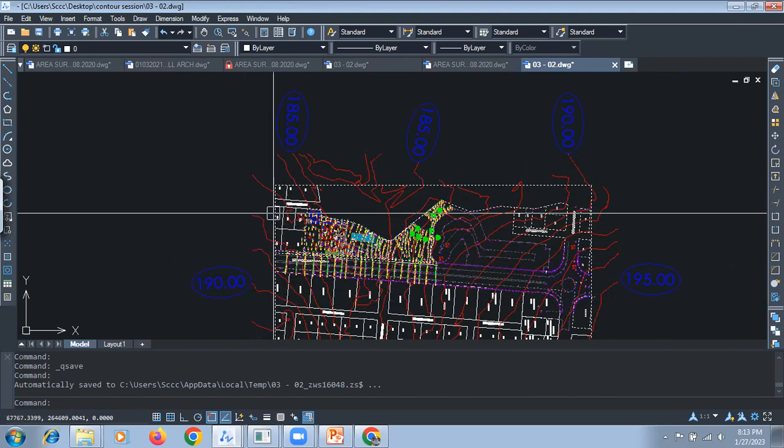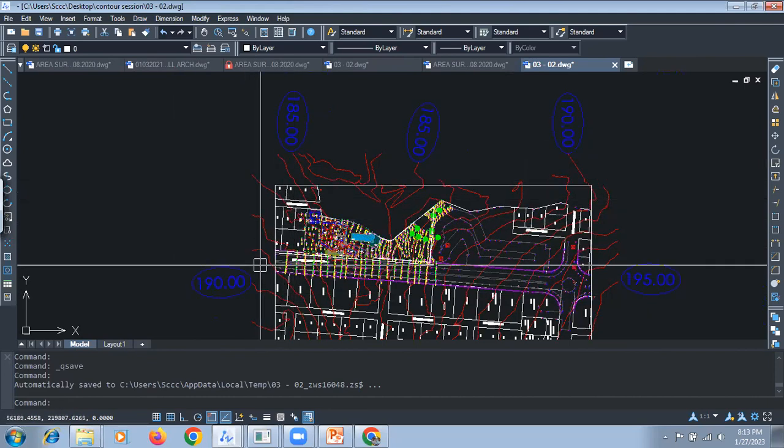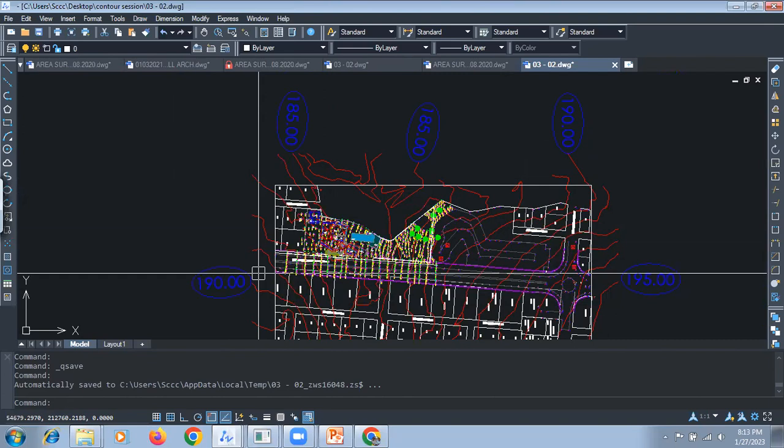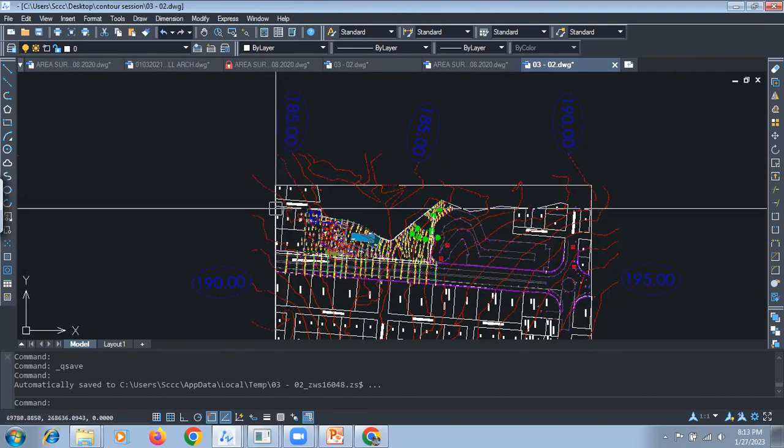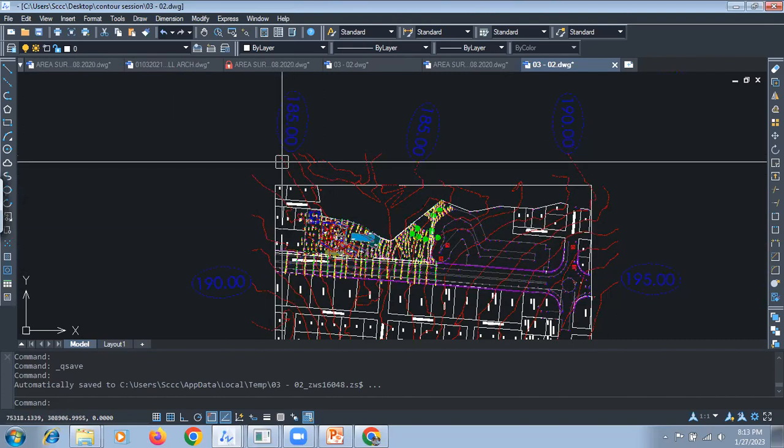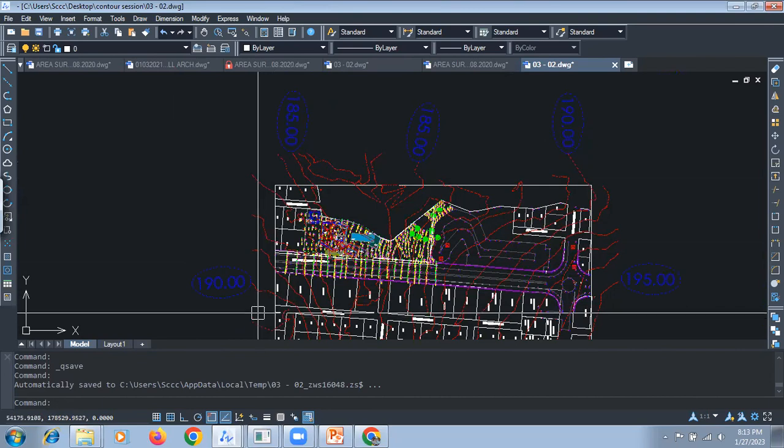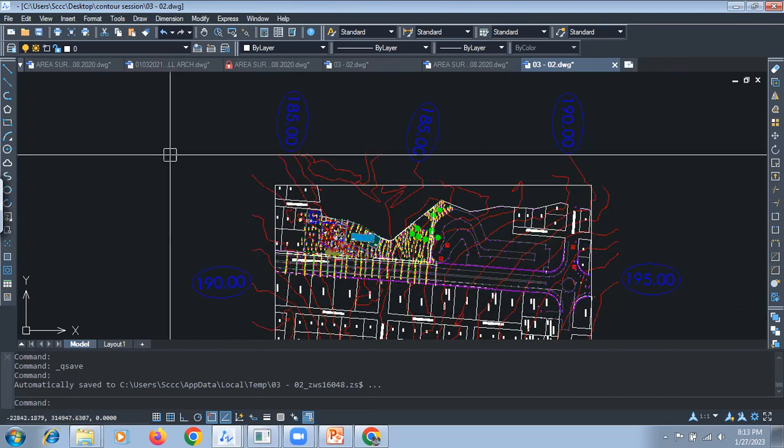We are talking about this area. So I will say this side is the north side and the downward side is the south side. So can you predict which side the slope is? Towards the north side or towards the south side?